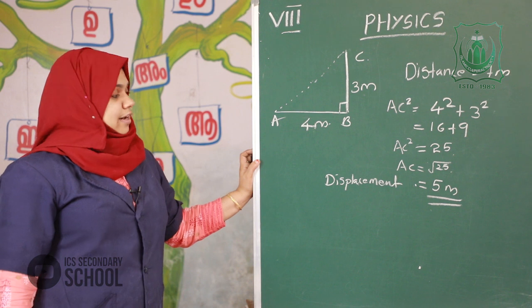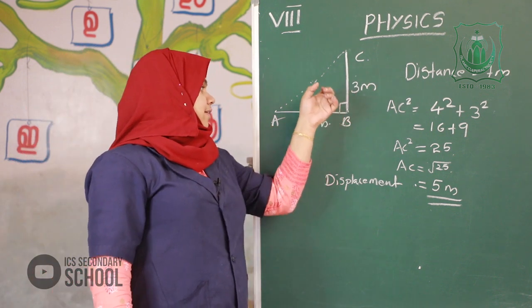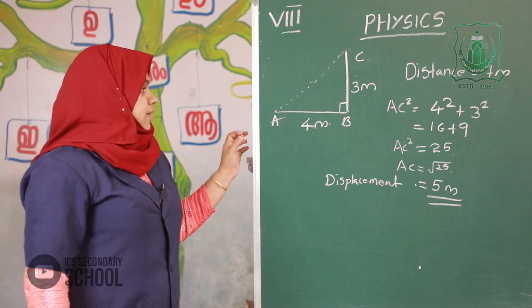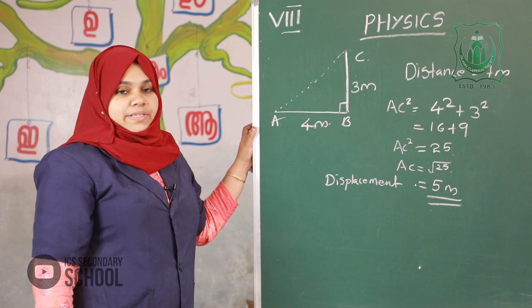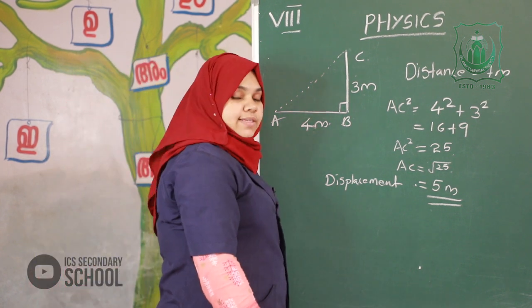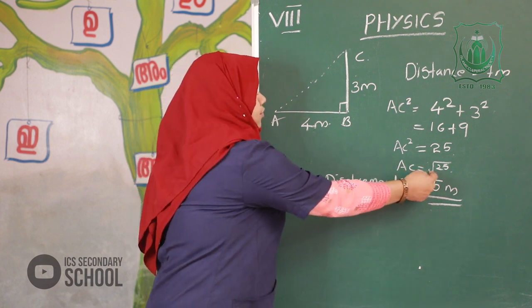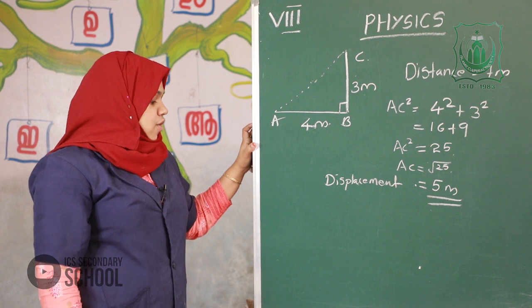Did you get the answer? Distance is equal to AB plus BC. How to find out displacement? AC square is equal to 4 square plus 3 square, that is 16 plus 9, which is equal to 25. We know that root 25 is 5. So the displacement is 5 meter.